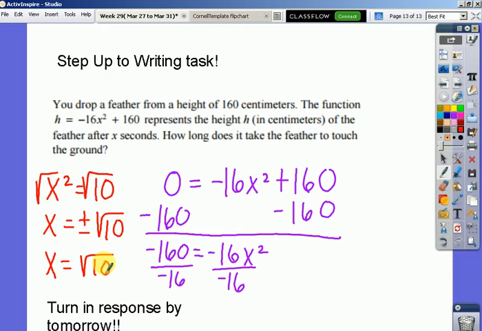But we're going to approximate this. How long does it take the feather to touch the ground? So about how much? Put square root of 10 in your calculator for those of you who have it, and tell me what you get. Yeah. So about 3.16, about 3.2 seconds. So you state at the beginning it takes about 3.2 seconds, and then you end with it takes 3.2 seconds.